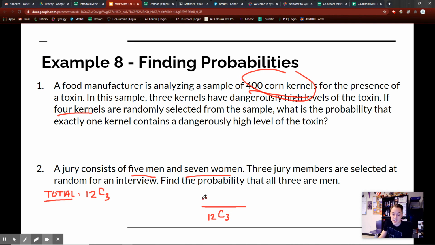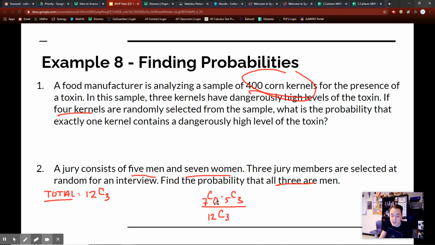Well, so this is 7C0. I'm choosing 0 out of the 7 women, but because I want to see how many different events can occur, that means I need to multiply them together because that's the fundamental counting principle. Okay. Because I want to know how many different events can occur, I need to multiply them with the different combinations of men. I don't care about order, so I'm going to just use combinations again. 5, but I want 3 total men, so C3.